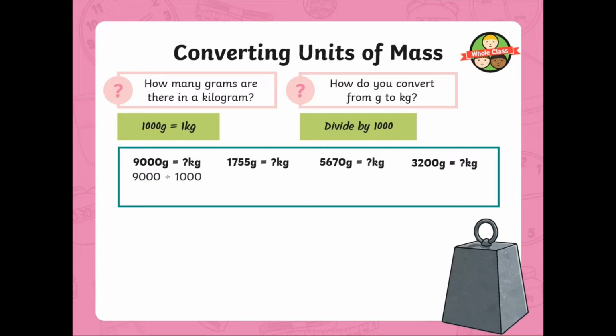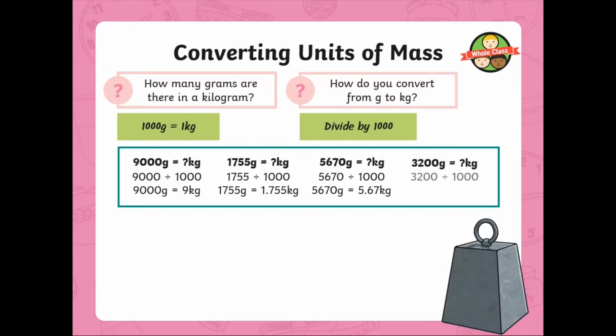So 9,000 grams, what is that in kilograms? It's 9,000 divided by 1,000, which is 9 kilograms. 1,755 grams is 1.755 kilograms. 5,670 grams, divide that by 1,000, will give you 5.67. Notice the 0 that could be here, it's not there because it's not needed. If you want to put it there, that is absolutely fine, it will still work. And 3,200 grams, that's 3,200 divided by 1,000, which will give you 3.2 kilograms.